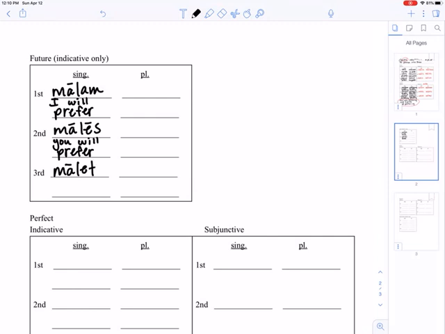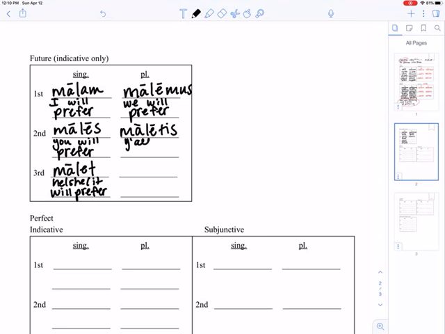Malet, excuse me, for third singular, and this is he, she, or it will prefer. You will have malemos for first plural. We will prefer. Maletis for second plural. Y'all will prefer. And then malent, they will prefer.